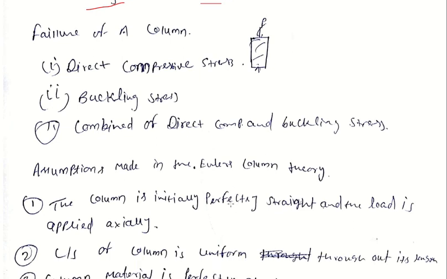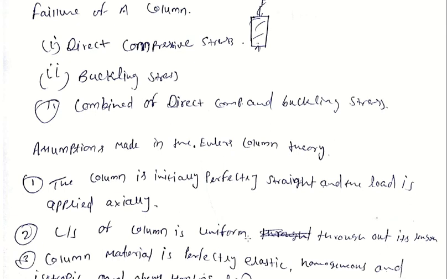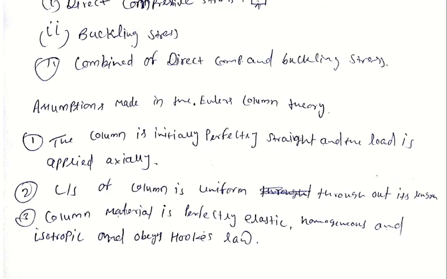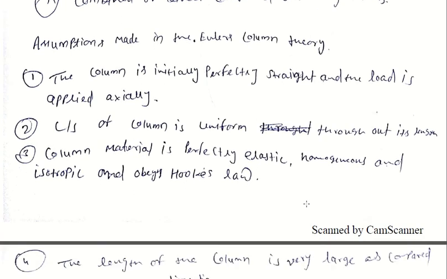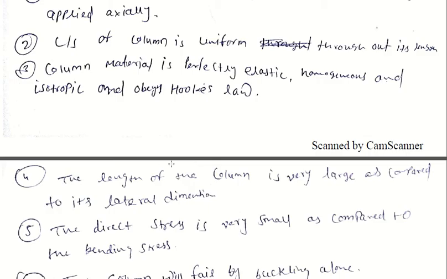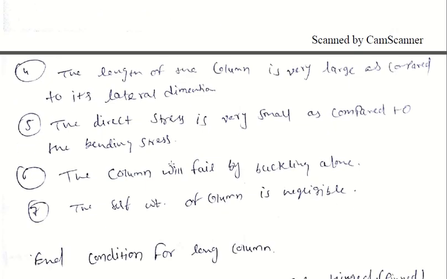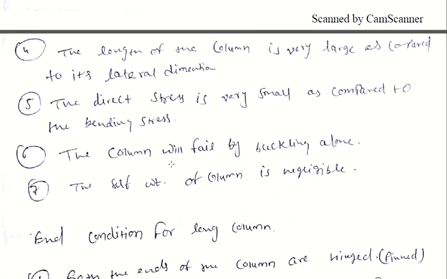Here are some assumptions made in Euler's column theory. First, the column is initially perfectly straight and the load is applied axially. Cross section of the column is uniform throughout its length. Column material is perfectly elastic, homogeneous and isotropic, and obeys Hooke's law. These are some assumptions we are using in columns and struts.